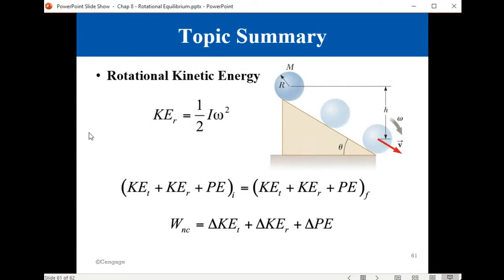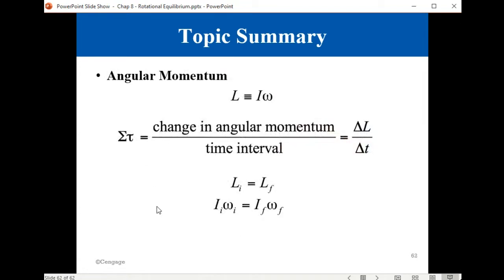Then we learned how to calculate the rotational kinetic energy. It is half I omega squared. And we learned how to apply the conservation of energy principle to solve problems. Finally, we learned about angular momentum, L, which is equal to I omega, and we learned about the importance of this angular momentum. It is conserved when the net torque is 0. By having the angular momentum conserved, this means L initial equals L final for any spinning system, and this is very helpful to solve problems.